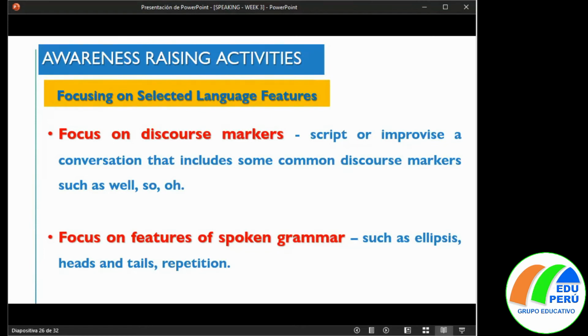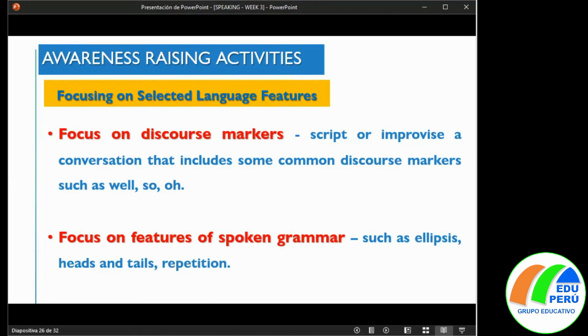So how do we call all of this? Over... Can you remember? Overlapping, overlap. Yes, overlapping. Ellipses is when they take something out, they omit, they make something shorter. Heads and tails, so they use some important words. And repetition, notice, they repeat something.